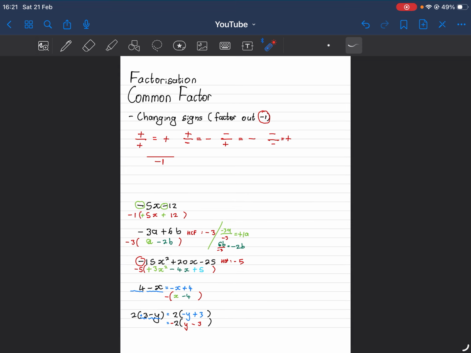So that's all we have on changing signs. It's not a difficult thing, it's just something that we have to understand. It's a useful skill.